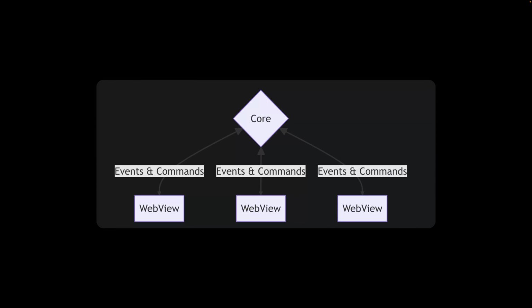A Tauri app can have multiple windows. Each of them is a web view process. The windows may want to communicate with each other and share some common resources, such as a database connection. There is a core process used to create and orchestrate application windows and other components like notification and menus. All inter-process communication is also routed through the core process. In Tauri, there are two ways for inter-process communication: command and event.